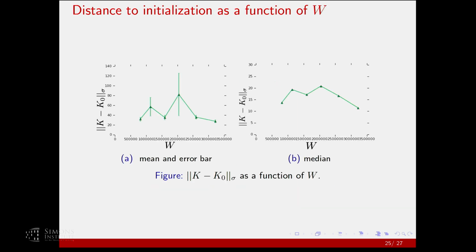The other thing that we look at is distance to initialization as a function of total number of parameters. The plot on the right is looking at mean and error bar for this distance to initialization, and the other one is showing the median. And as we can see, as we increase the number of parameters, the value of distance to initialization is dropping.